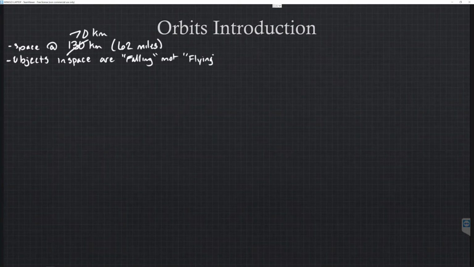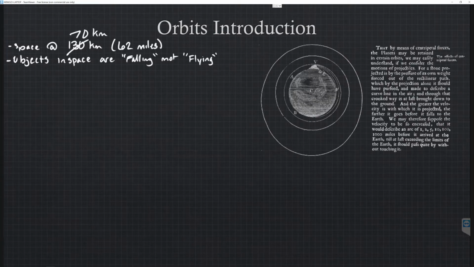Well, we can go to an old excerpt from our friend Isaac Newton. The following excerpt comes from his 1728 book, A Treatise on the System of the World, and it reads, "That by means of centripetal forces the planets may be retained in certain orbits, we may easily understand if we consider the motions of projectiles. For a stone projected is by the pressure of its own weight forced out of the rectilinear path which by the projection alone it should have pursued, and made to describe a curved line in the air, and through that crooked way it is at last brought down to the ground. And the greater the velocity with which it is projected, the farther it goes before it falls to earth."